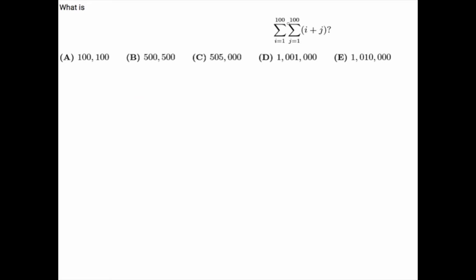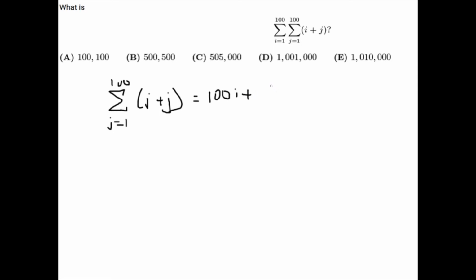So let's take care of the first sigma first, right? We have sigma of j equals 1 to 100 of i plus j. So basically this means that we're adding up i plus 1, i plus 2, i plus 3 up to i plus 100. So at the end of this we're going to have 100i, since i is just added 100 times, and then we're going to have for j 1 plus 2 plus 3 plus 4 plus 5 up to 100.